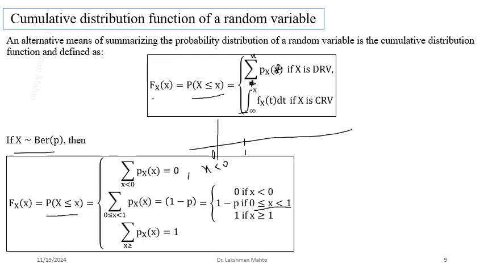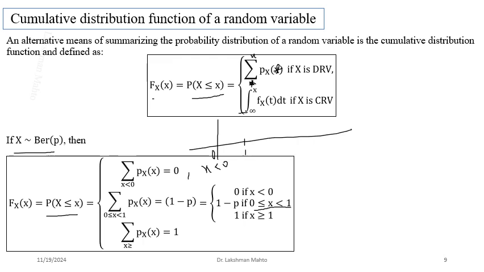In this situation, how many values is x observing? Only one value, x equal to 0. When x is taking a value between 0 and 1, after 0 and before 1, x is observing only one value. P of x equal to 0.